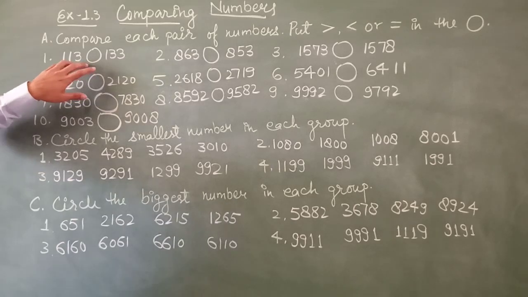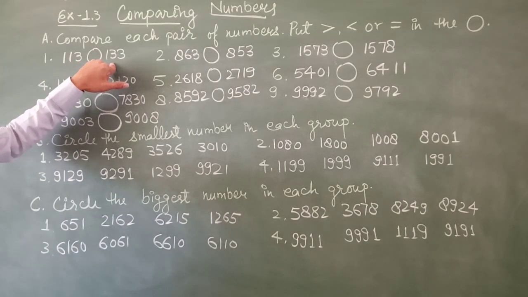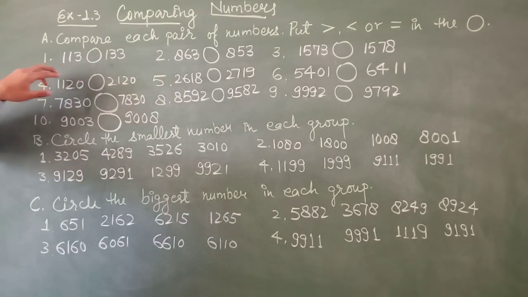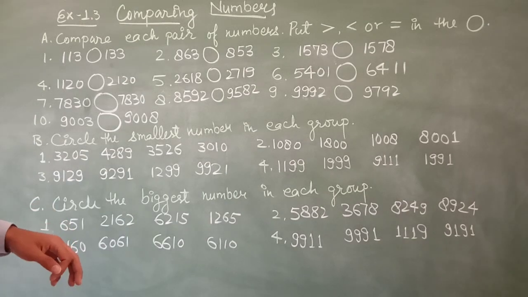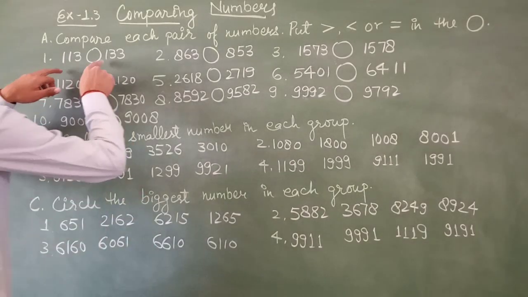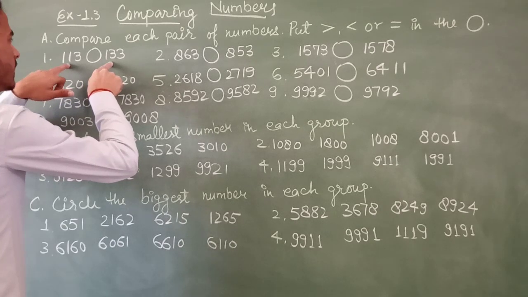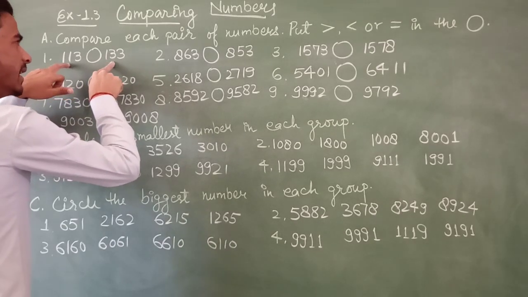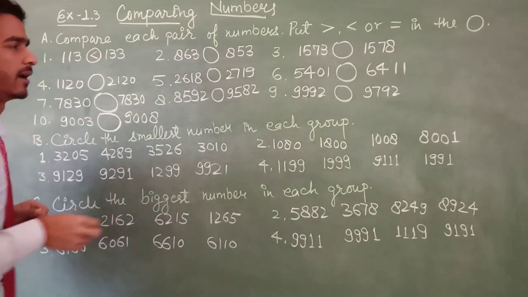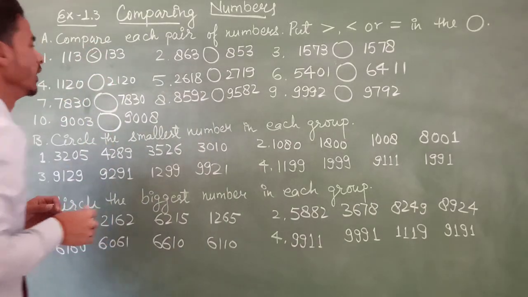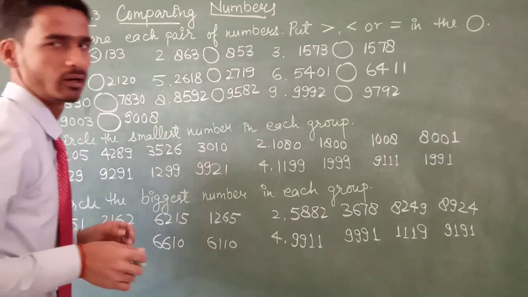Firstly, there are the numbers 130 and 133. We have to compare the 100s digits first. The 100s digits are the same. Then we compare the 10s places, and we know that 3 is greater than 1. So we can say that 133 is greater than 130. In other words, we can say that 114 is smaller than 130.